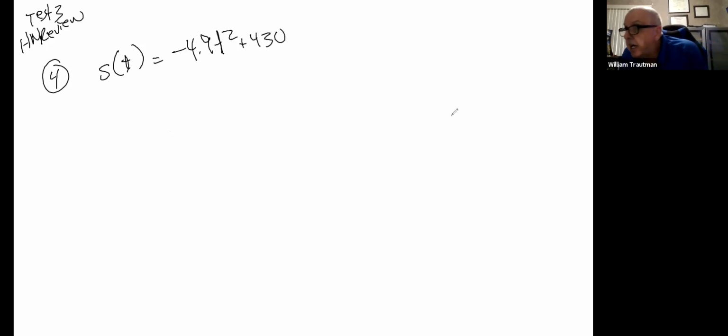Number 4 says the height of an object is this function, negative 4.9 t squared plus 430. This is the height of an object t seconds after dropping from a height of 430. This is the position function, also known as the height function. And it says find the average velocity of the object during the first 5 seconds.